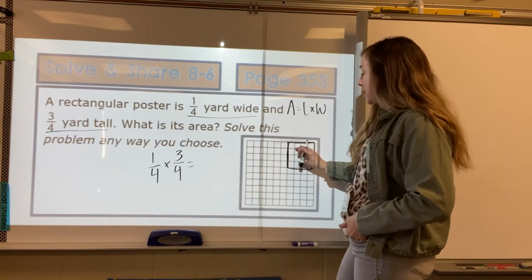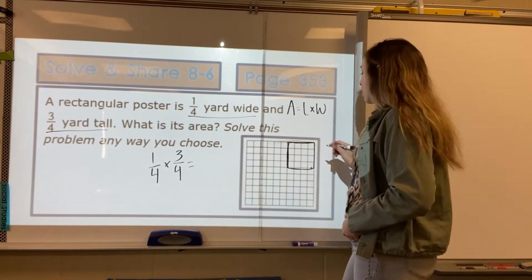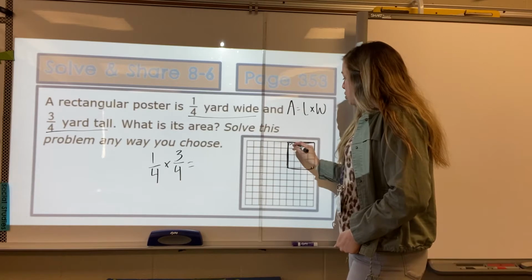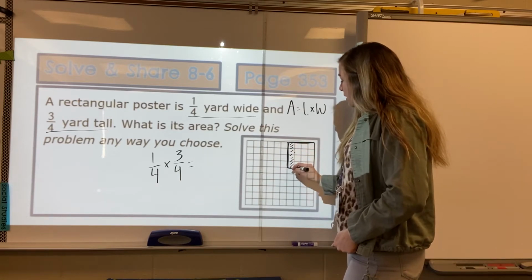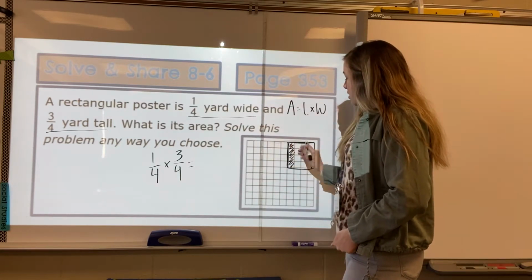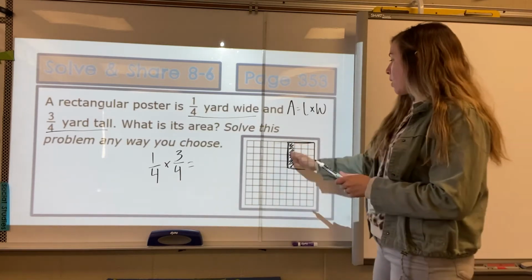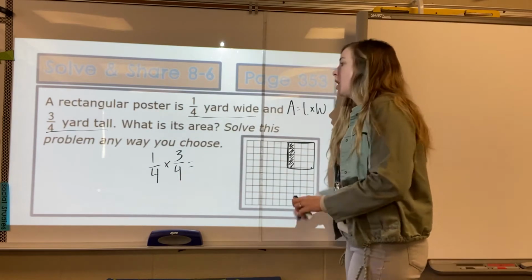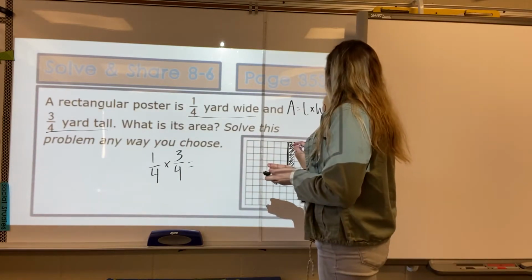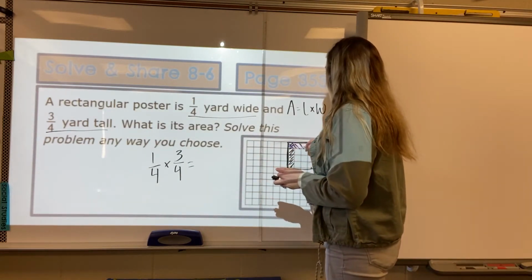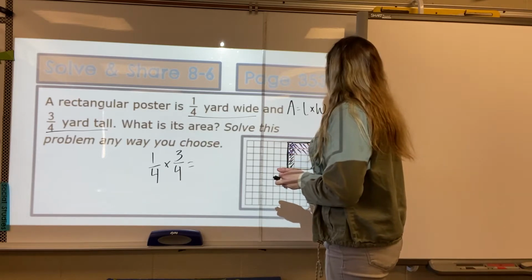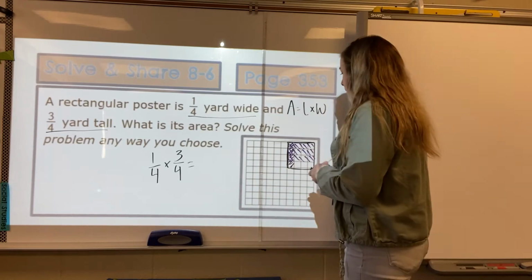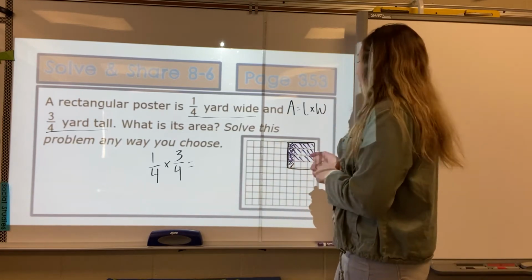Just the area that we need in order to shade in our 1/4 and our 3/4, and look at that overlapping. So what I'm going to do here is shade in 1 out of the 4 going down. So you can see that's one out of these 4 columns. And then I'm going to do the same thing the other direction, 3/4 yard tall. So I'm going to go opposite 1, 2, 3. And so my overlap here is what I want to pay attention to.